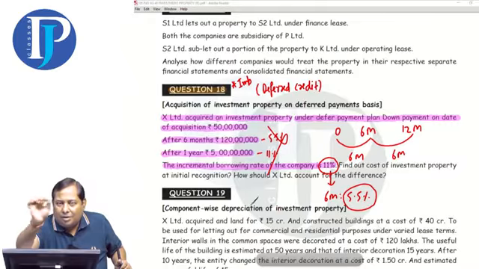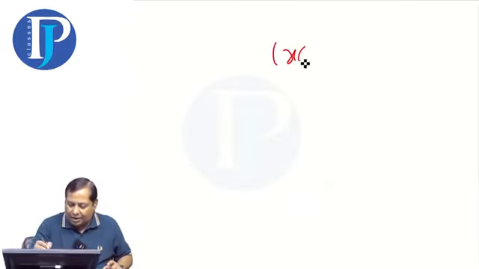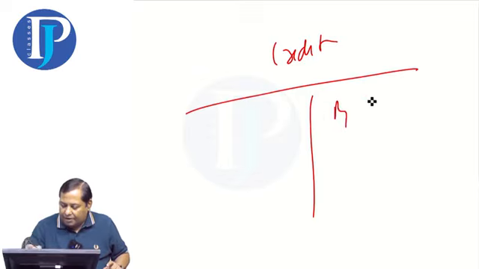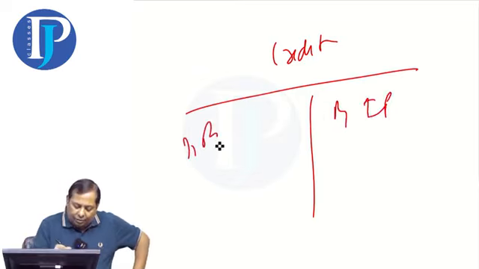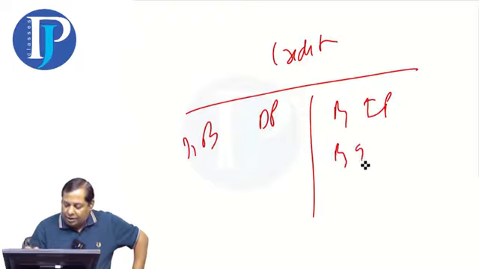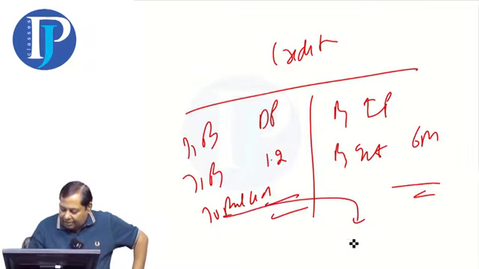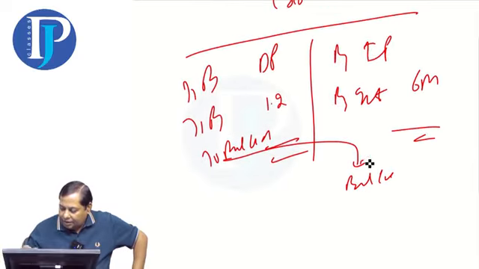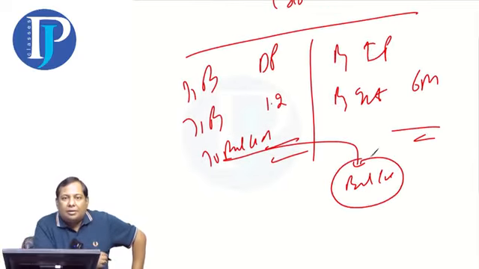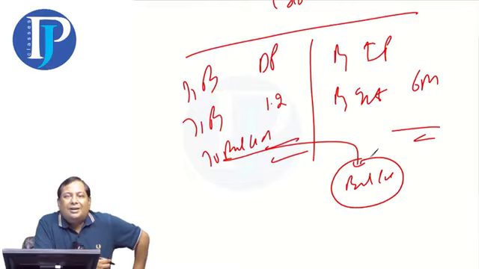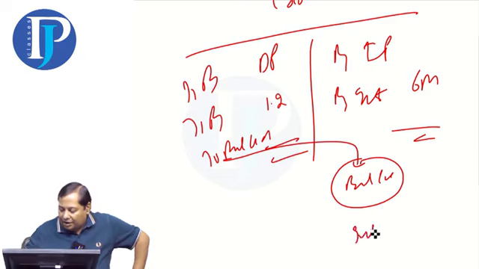I will first write, inside the creditor's account, by investment property. Then I will write to bank. This is the down payment. I will write by interest, 6 months, to bank. This is the first installment of 1.2 crore. Then balance. This balance will come here. Now tell me, on this balance, will you take interest for 1 year? No. You will have to calculate the interest on this balance for 6 months.